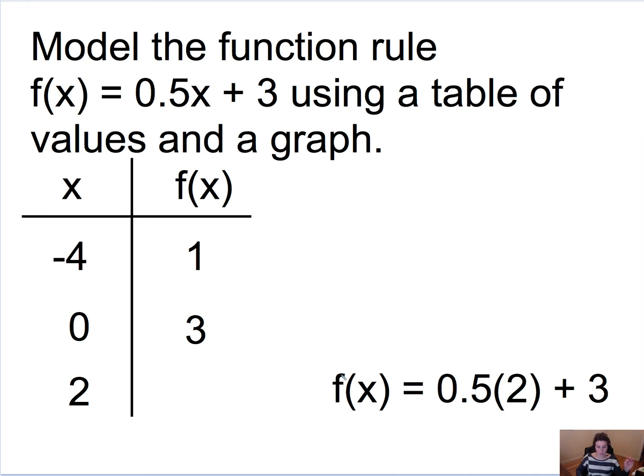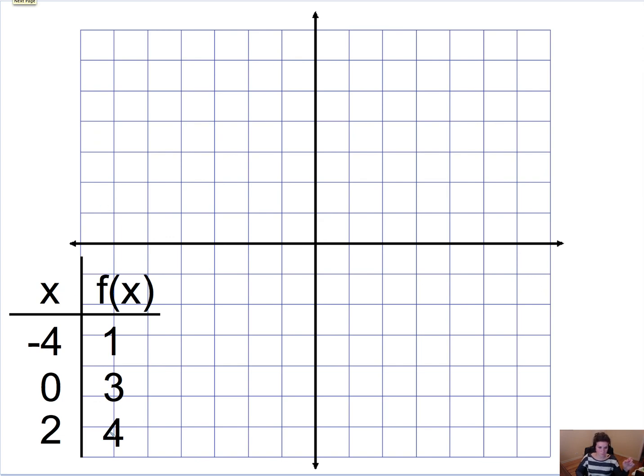And last, f of x equals 1/2 times 2 plus 3. I plugged in the 2 in place of x. So 1/2 times 2 would be 1, and then 1 plus 3 would be 4. So if the input is 2, the output is 4. Now I have my values down in the left-hand corner here. It's a little bit hard to see, but you should have it written down anyways.